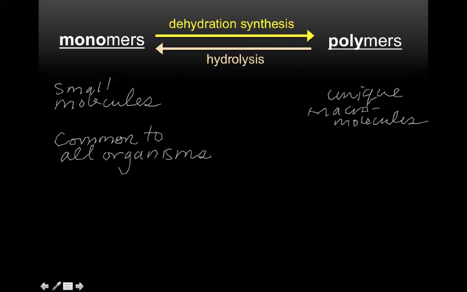So the linear arrangement of monomers coming together will determine the structure of the polymer that is built, its function for that organism, and it will give that organism unique characteristics. So the polymers are unique for a given organism. However, they are built from very generic smaller molecules that are common to all life.